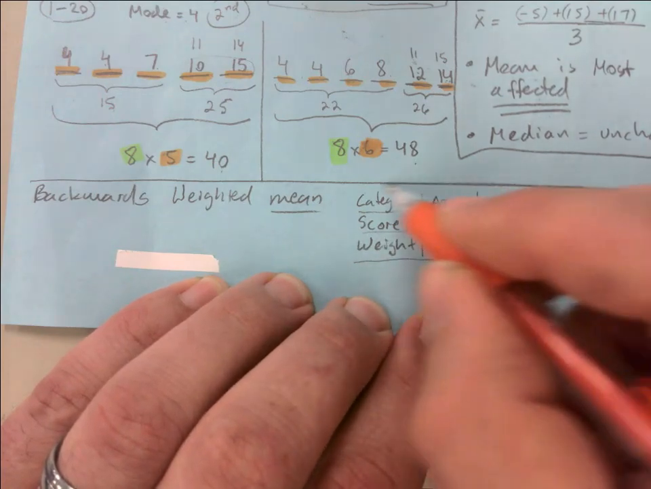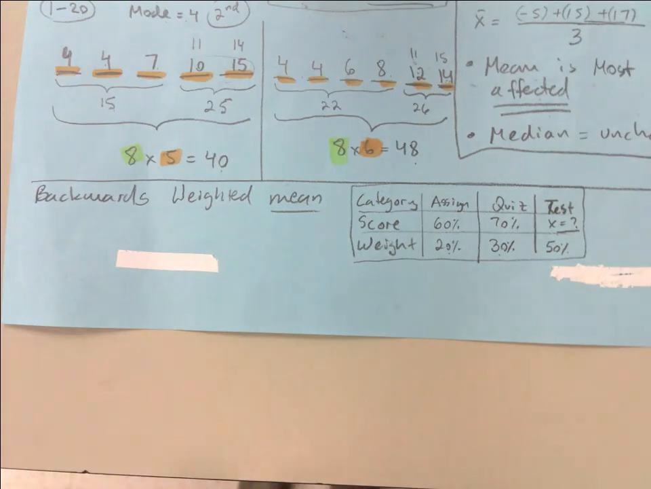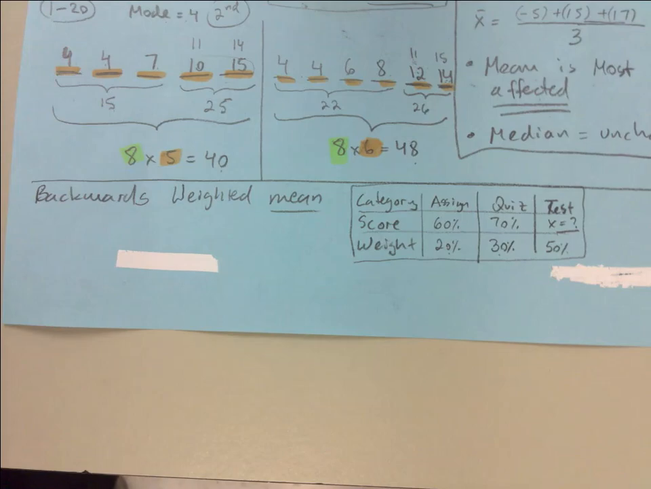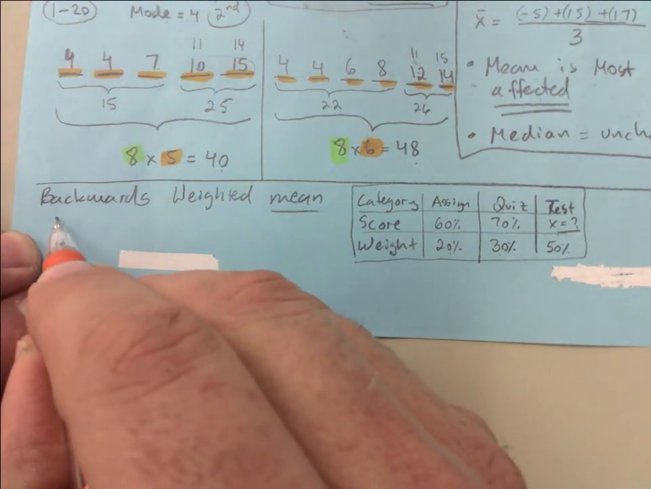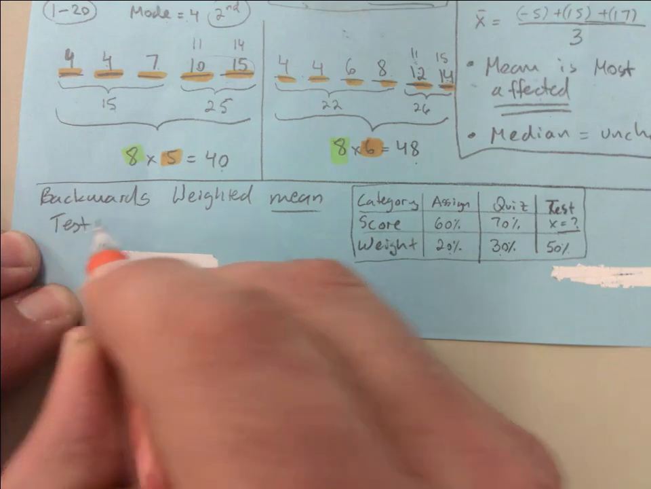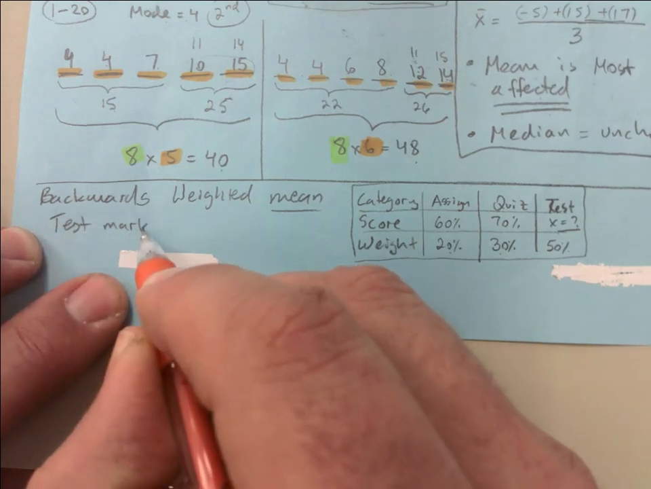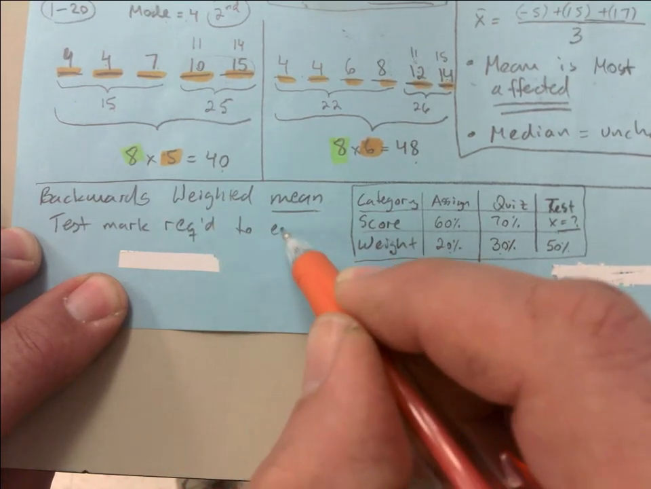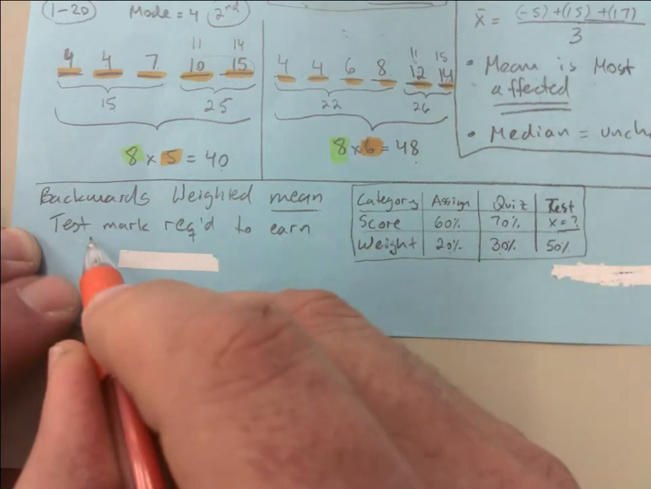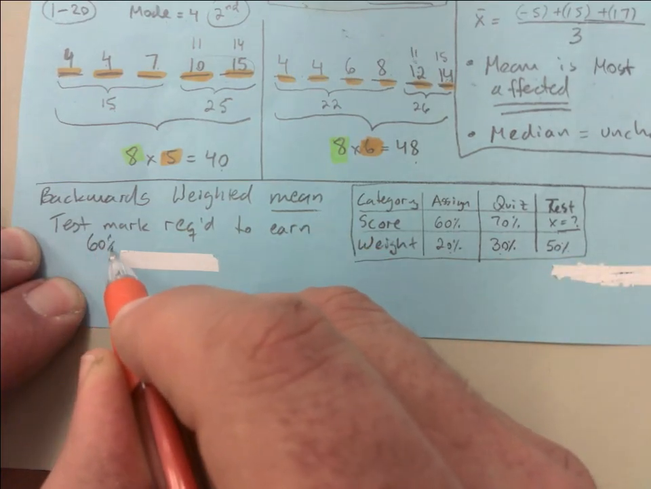So just box this in. What mark are we going to try to figure out that we need? What do you think? Desired mark of 75? I'll just make that up. Test mark required to earn. Let's lower the bar. Let's go 60%.